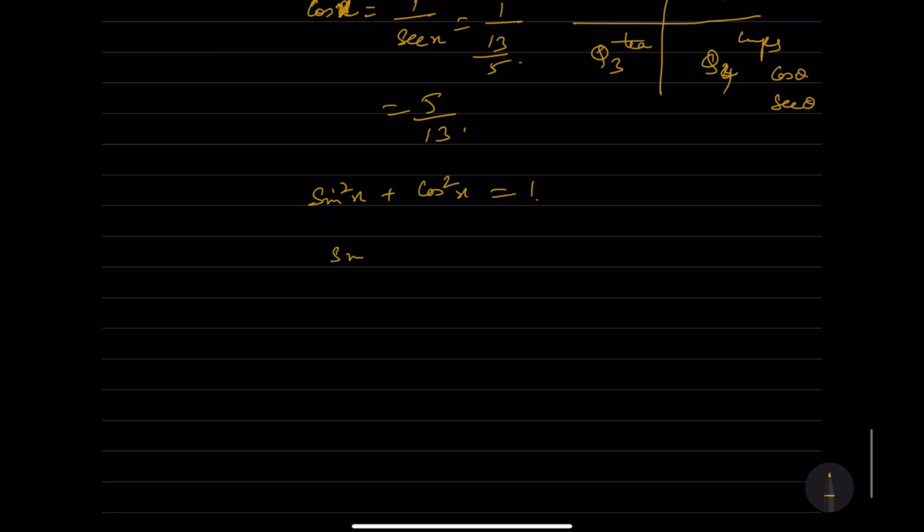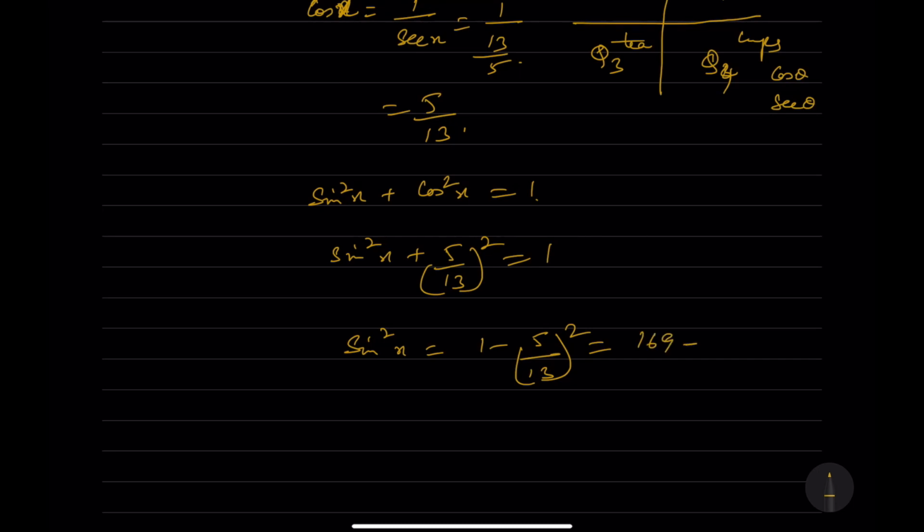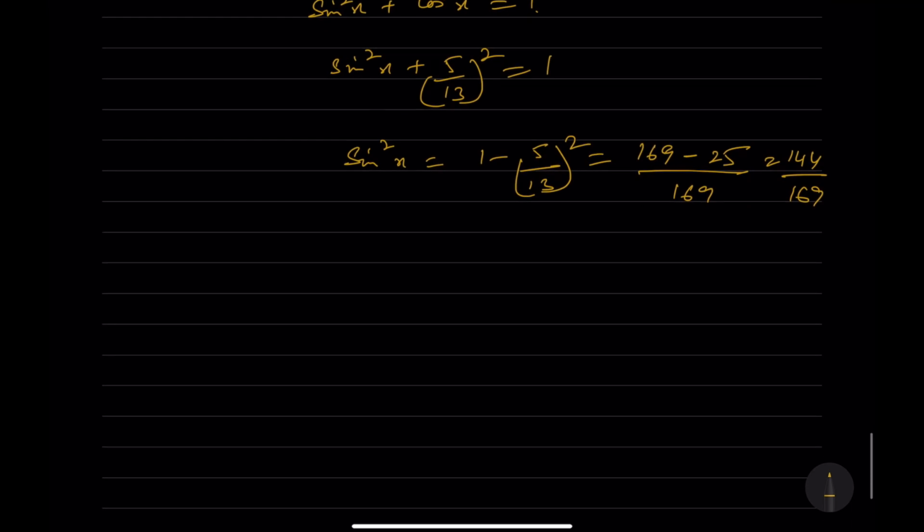So we can write this as sin square x plus 5 by 13 whole square is equal to 1, or you can write this as sin square x is equal to 1 minus 5 by 13 whole square, which is equal to 169 minus 25 divided by 169, which is equal to 144 by 169. So therefore sin square x is equal to 12 by 13 whole square, which implies that sin x is equal to plus or minus 12 by 13.